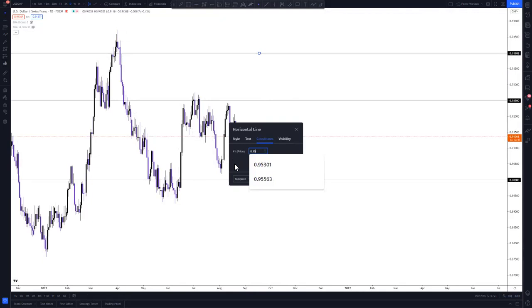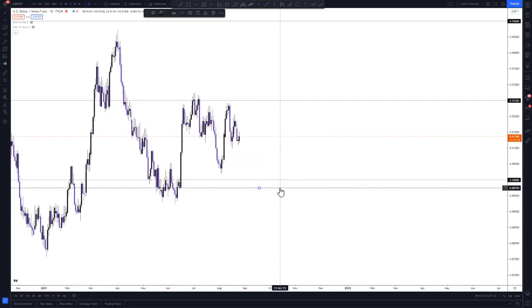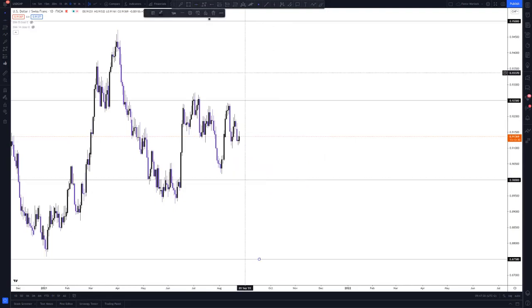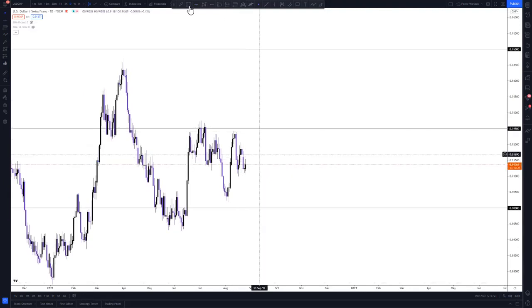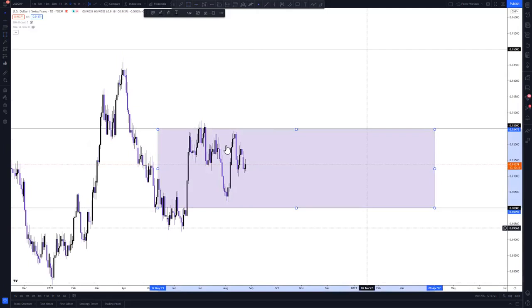0.95. And also here it's 0.875. So as you can see, we are actually in an area which is this one. We are actually trading in between of this. So I will say we are in a range because we've been tapping and playing around this area for so long.